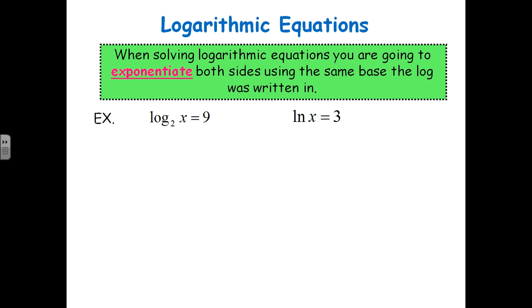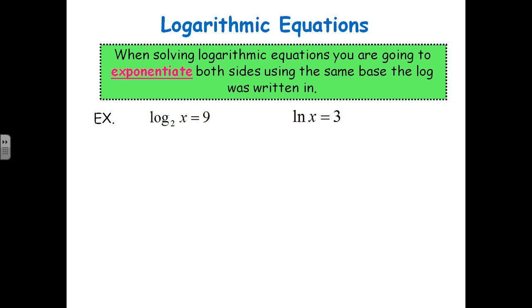So what you're going to do is make each side of the equation the exponents for something that has the same base as your log. I know that sounds really weird, but you'll see what I mean when I write this out.